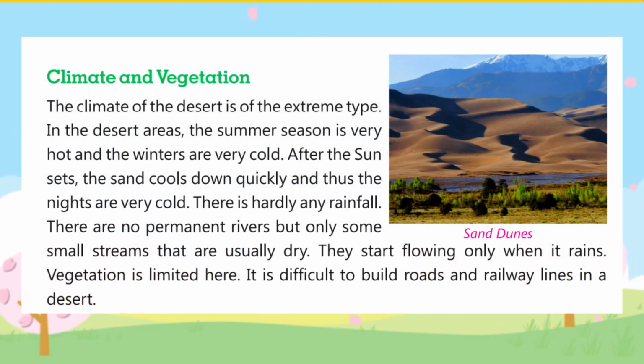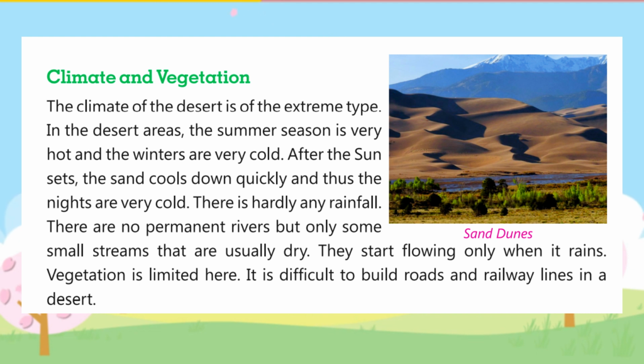Climate and vegetation. The climate of the desert is of the extreme type. In the desert areas, the summer season is very hot and the winters are very cold. After the sun sets, the sand cools down quickly and thus the nights are very cold. There is hardly any rainfall. There are no permanent rivers but only some small streams that are usually dry. They start flowing only when it rains.